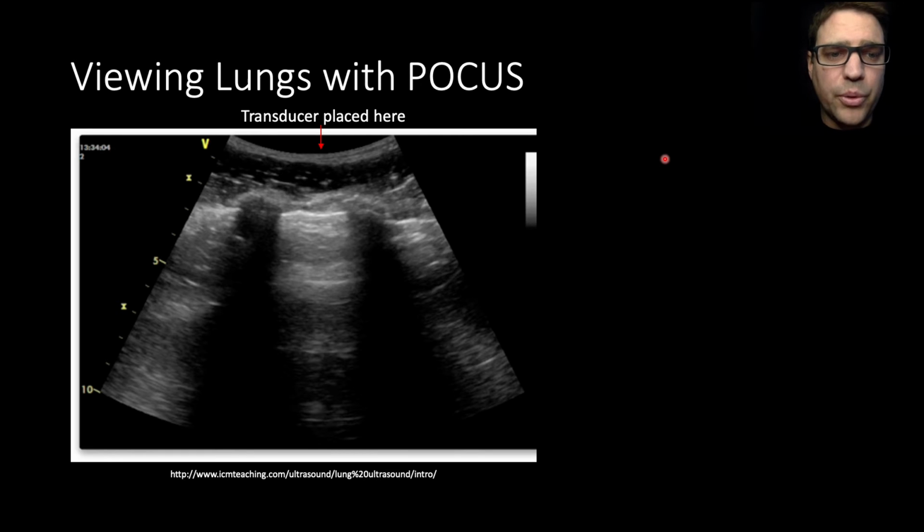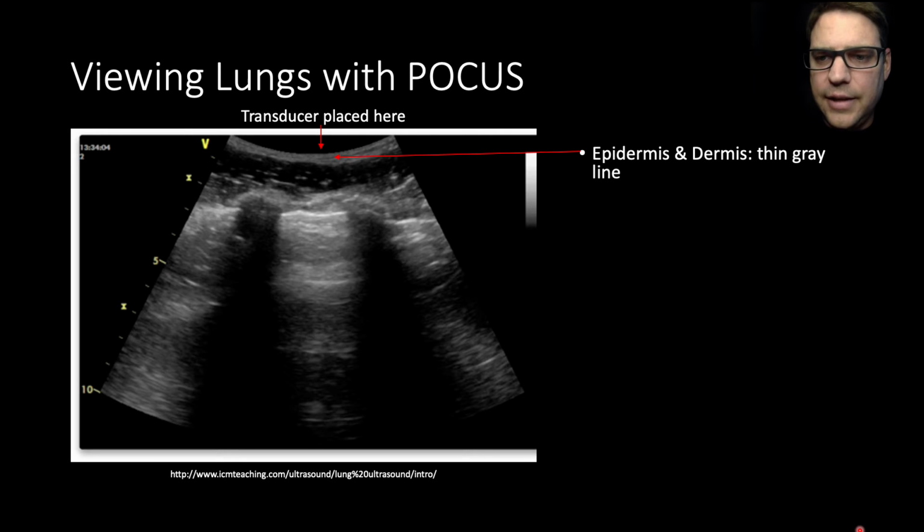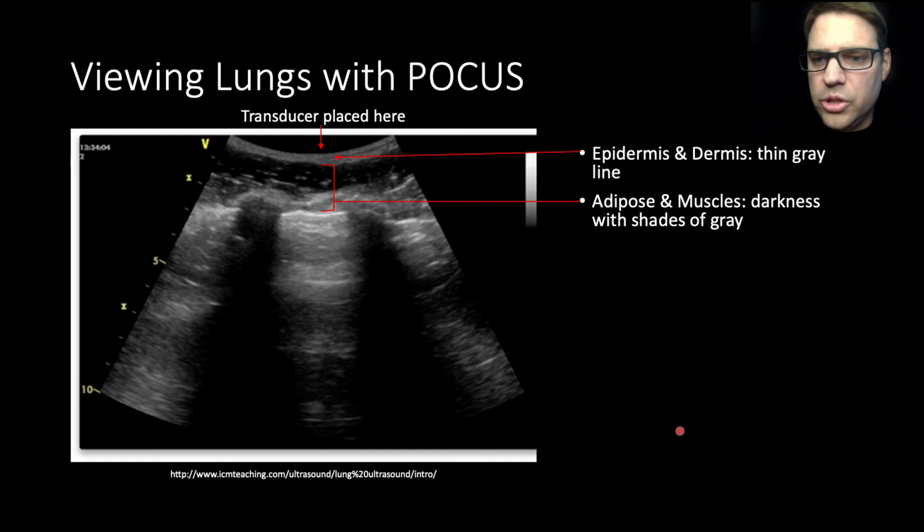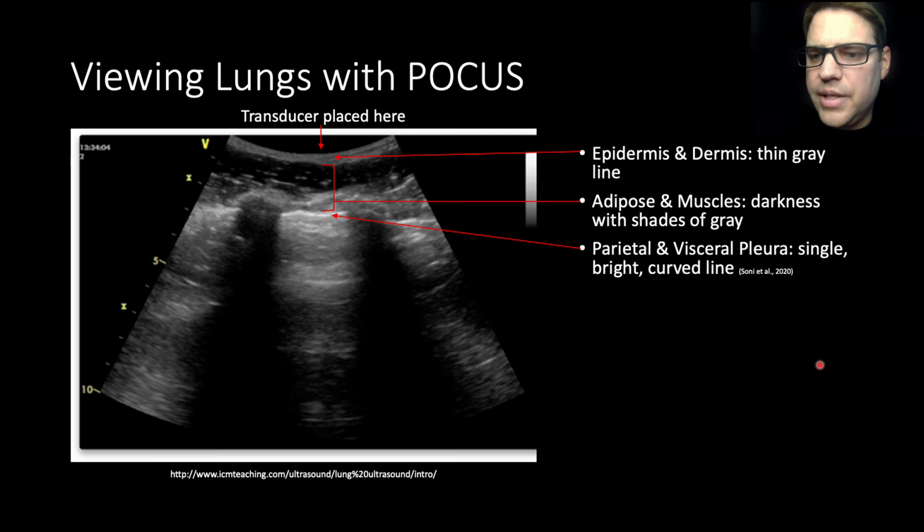When viewing the lungs with POCUS, the transducer is placed in this area right here. This is the skin. So when viewing normal lungs with ultrasound, the epidermis and dermis are seen as a thin gray line near the top of the screen. Below that is the echo heterogeneous mixture of adipose tissues and muscles, which looks like shades of gray on darkness. Going deeper, the ultrasound beam hits the hyperechoic parietal and visceral pleura, which forms a single, bright, curved line.